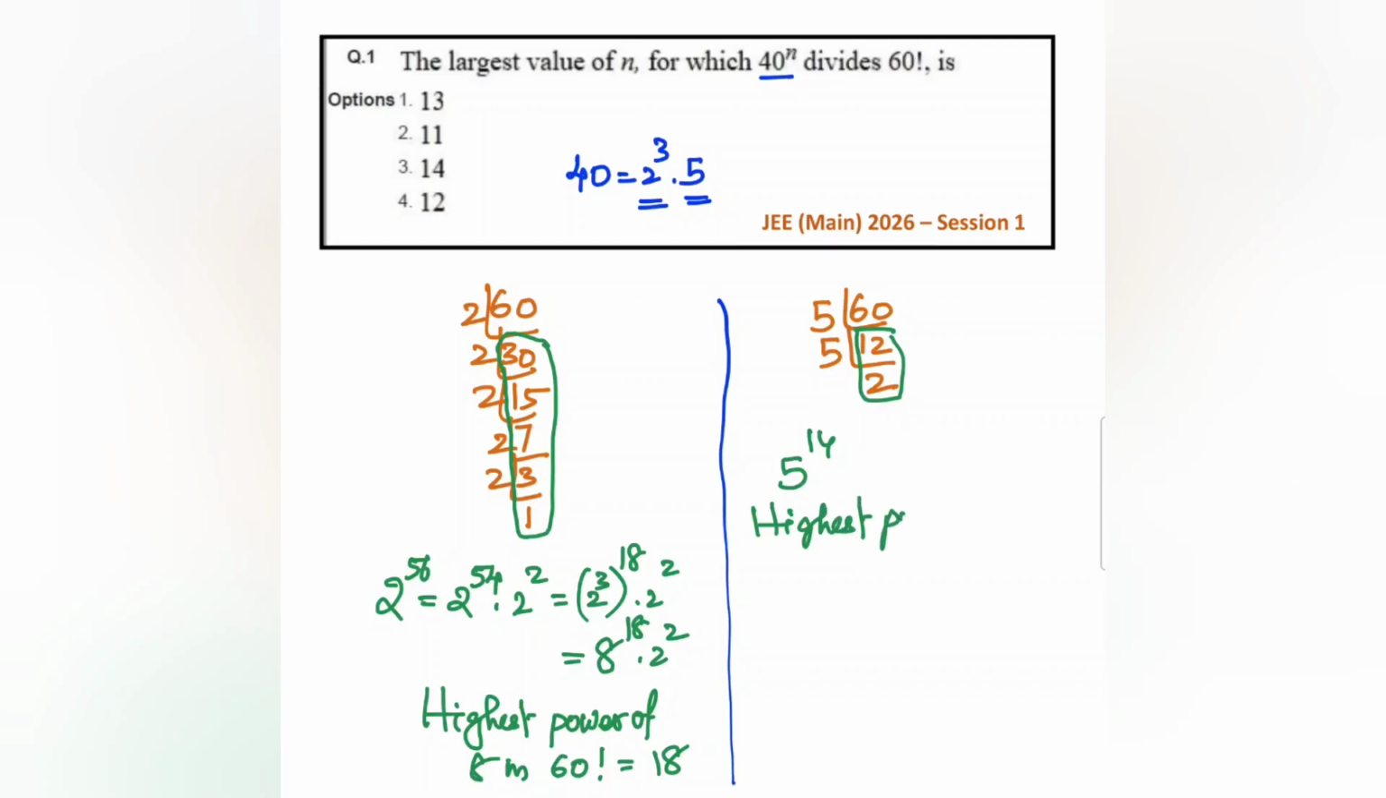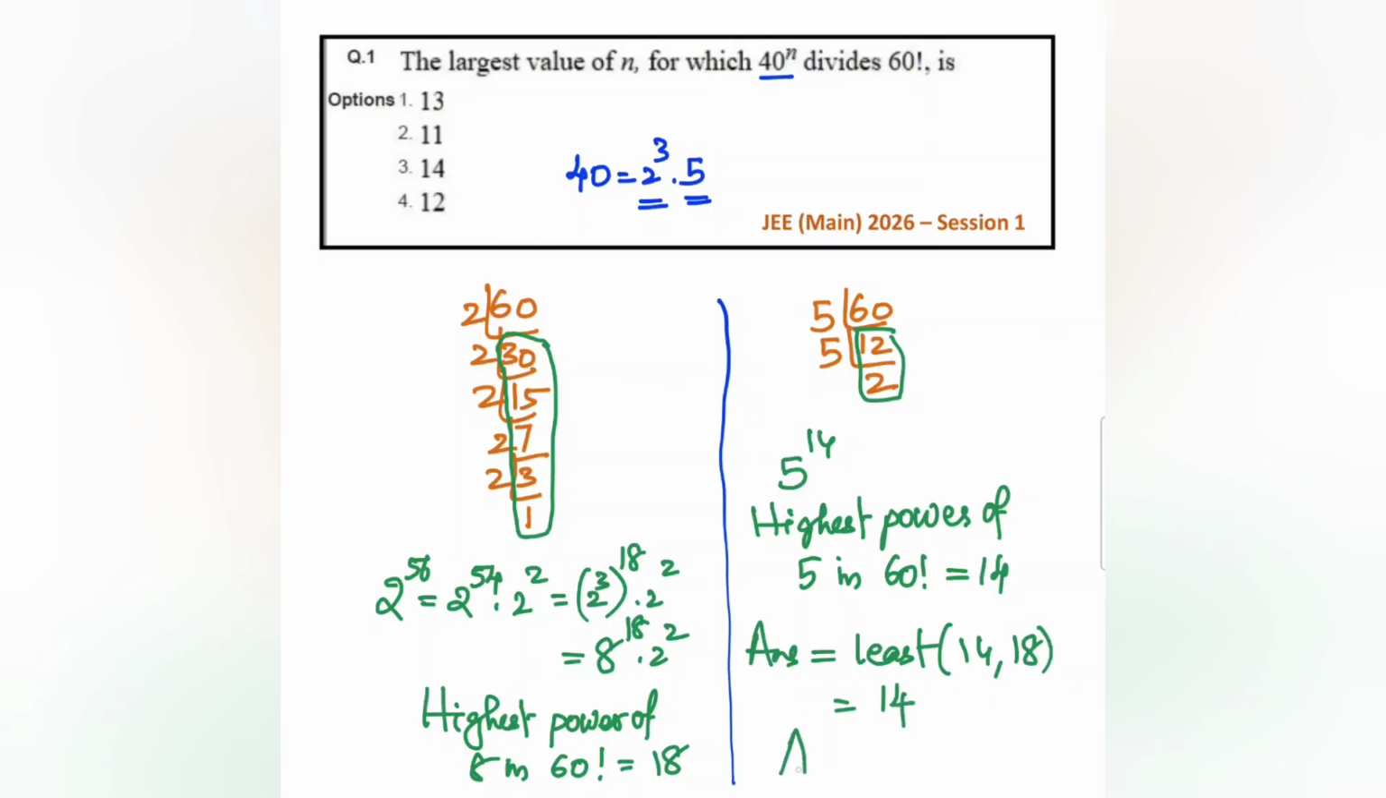The highest power of 5 in 60 factorial is equal to 14. So therefore the answer is the least of 14 and 18, which is nothing but 14. So the answer is equal to 14.